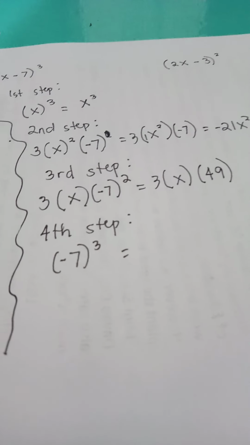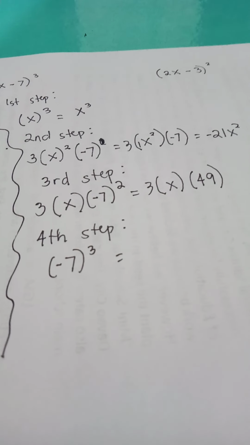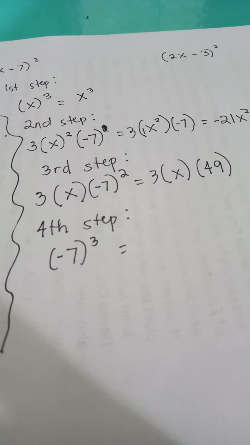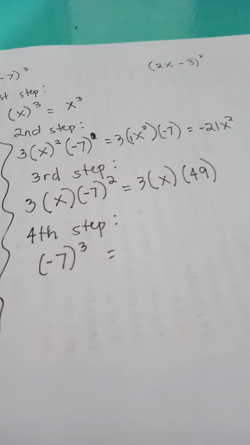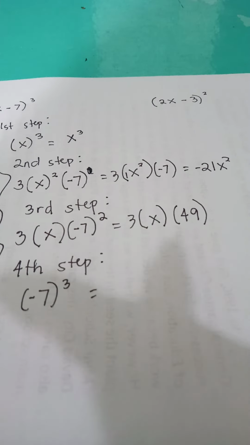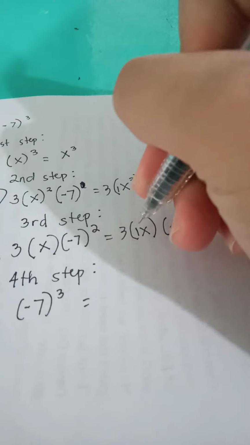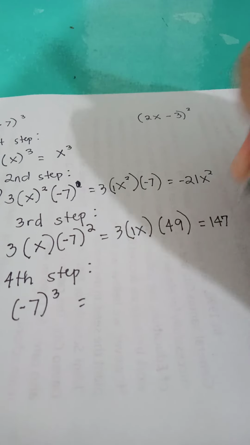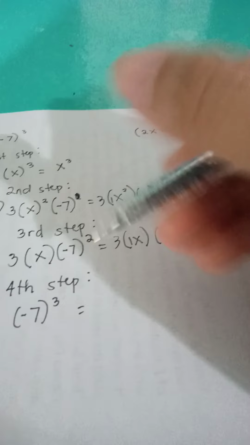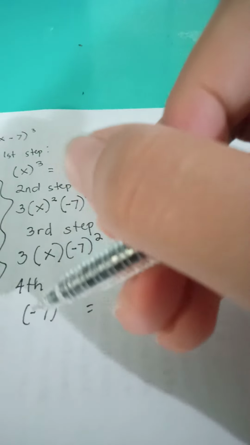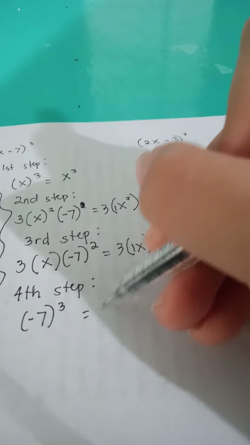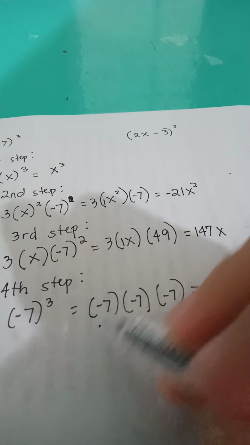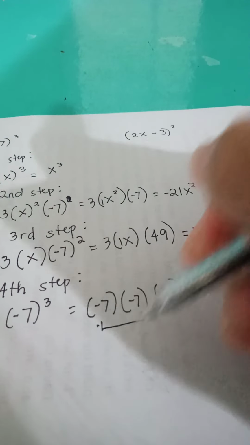Because in multiplying integers, when the signs are the same, the answer is positive. So 3 times 1 is 3, and then 3 times 49 is 147. Then we copy x. After that is the fourth step, which is negative 7 to the power of 3. So that is negative 7 times negative 7 times negative 7. Negative 7 times negative 7 is positive 49.